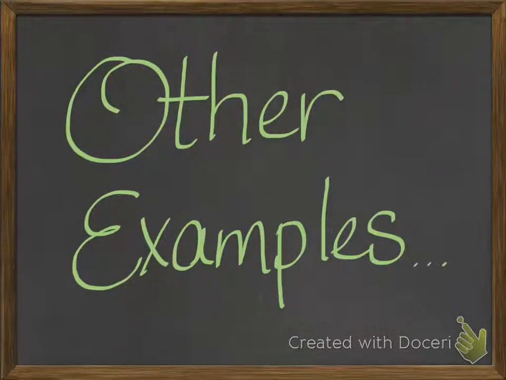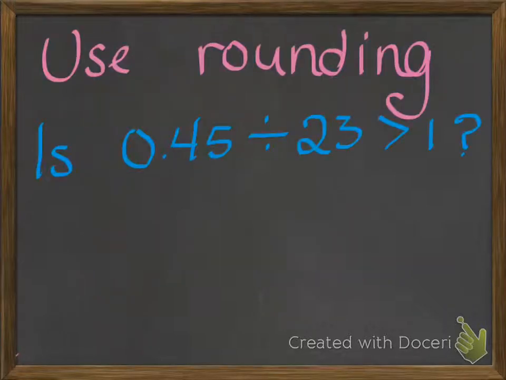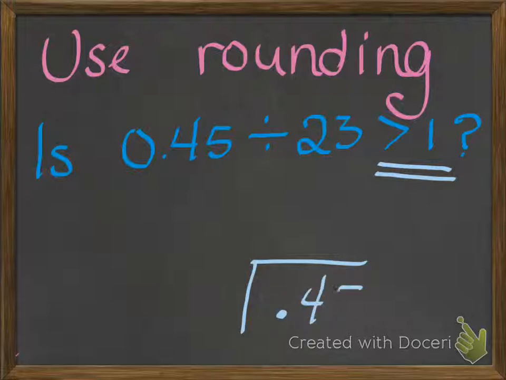Here are some other examples of how we can use reasoning, compatible numbers, and estimating. Let's use rounding for this one. The question asks, is 0.45 divided by 23 greater than 1? Is the answer, or the quotient, going to be greater than 1? Let's use some reasoning to figure this out. If I had 0.45 divided by 23, that's what it's asking us.